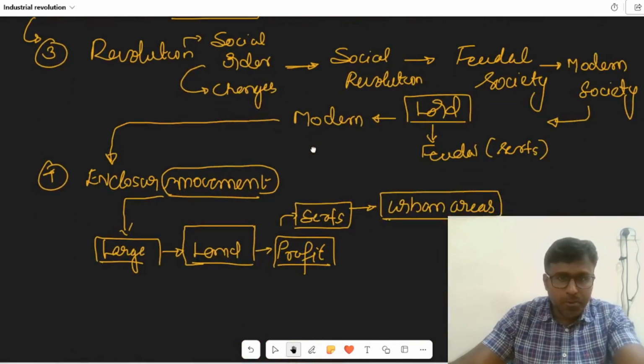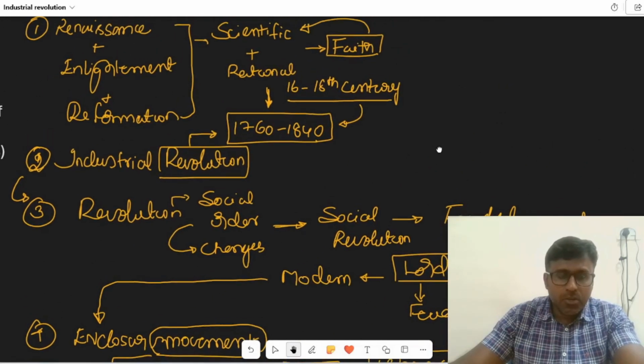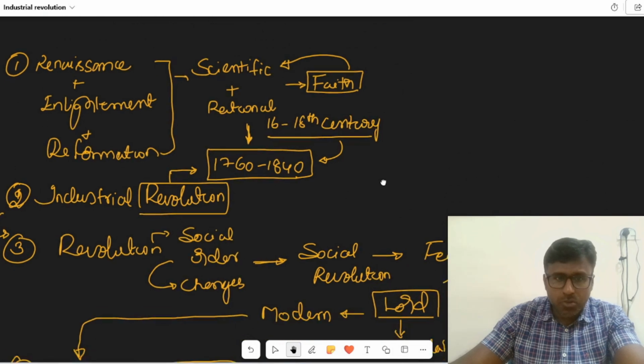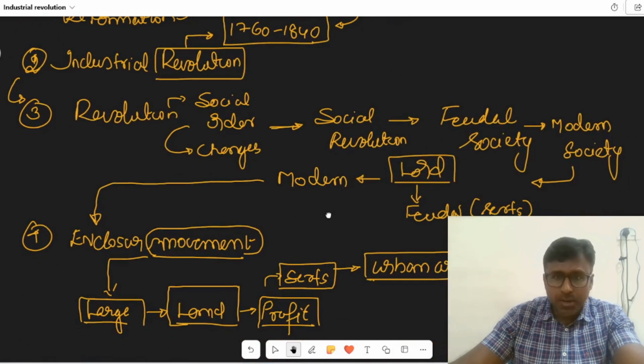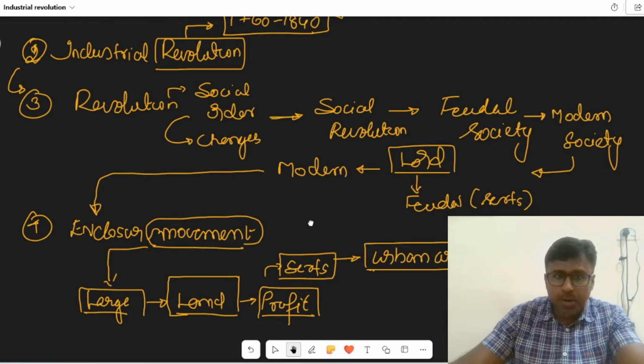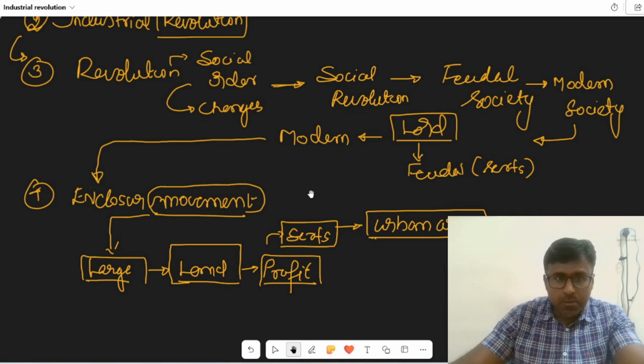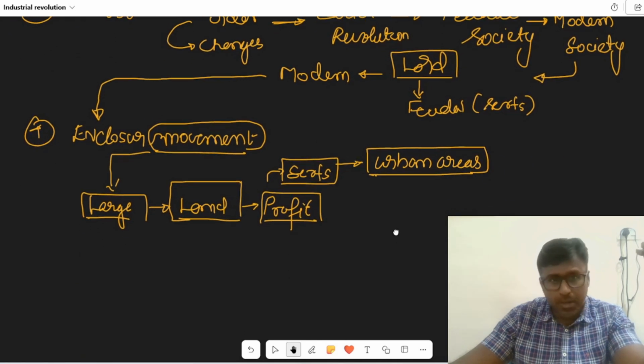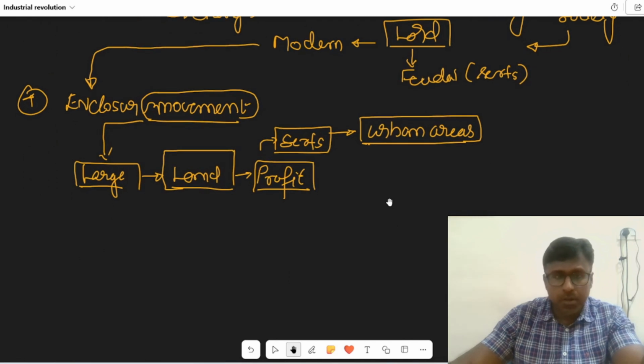So this is the fourth point. Basically, you see how the scientific revolutions have given rise to the Industrial Revolution. The Industrial Revolution is basically the change in social order, how from a feudal society a modern society came. I'm just starting with how this came about. There was an enclosure movement.